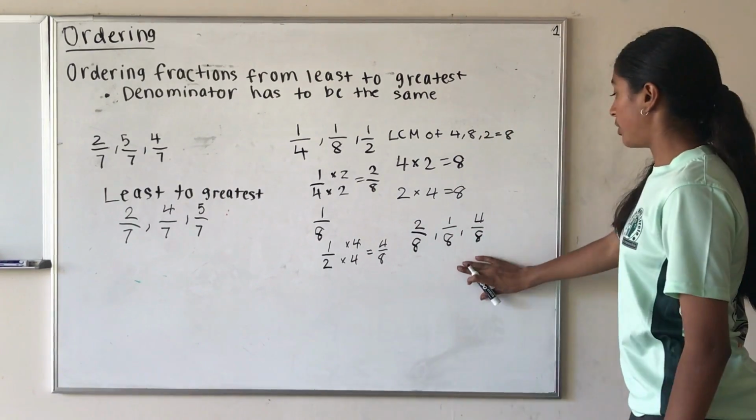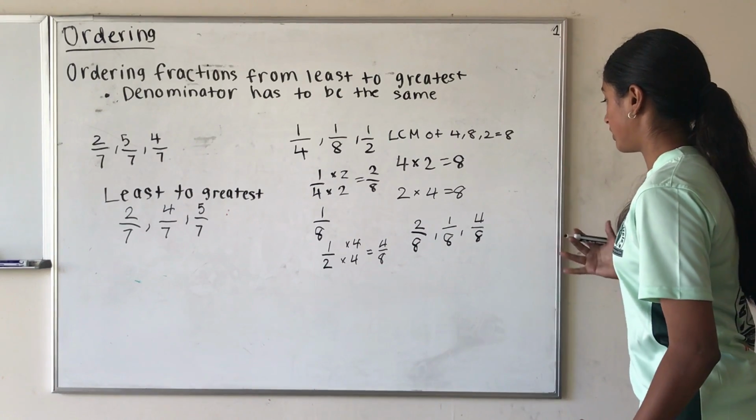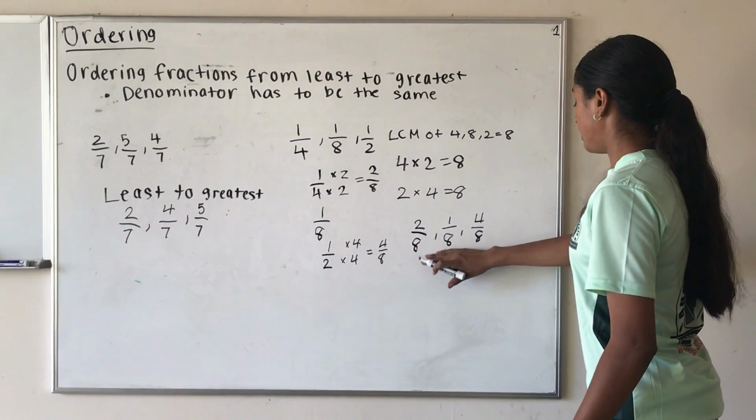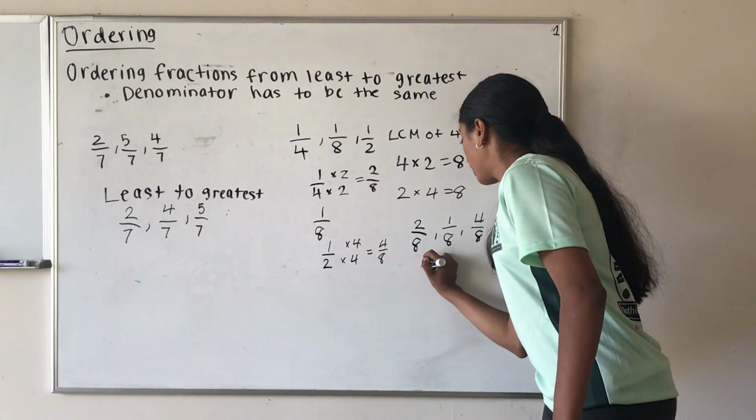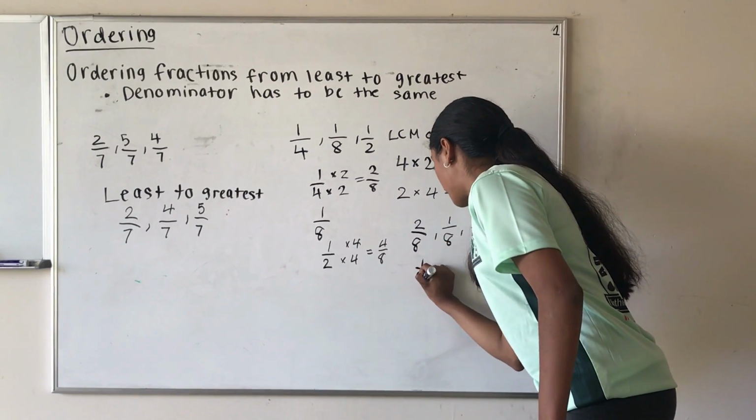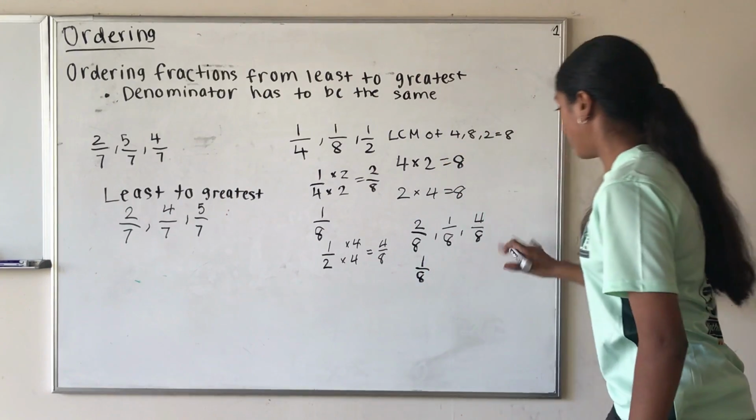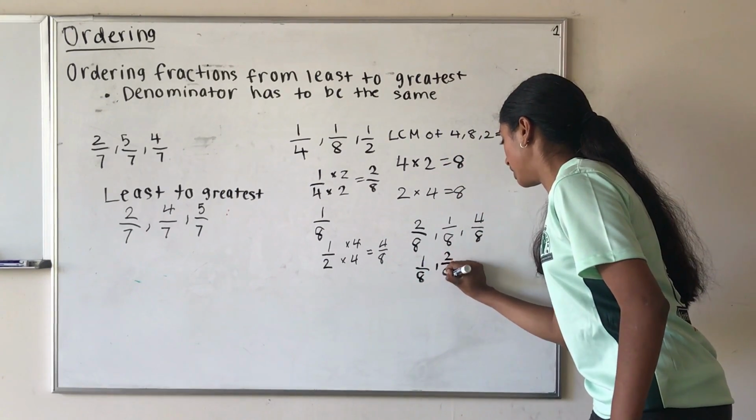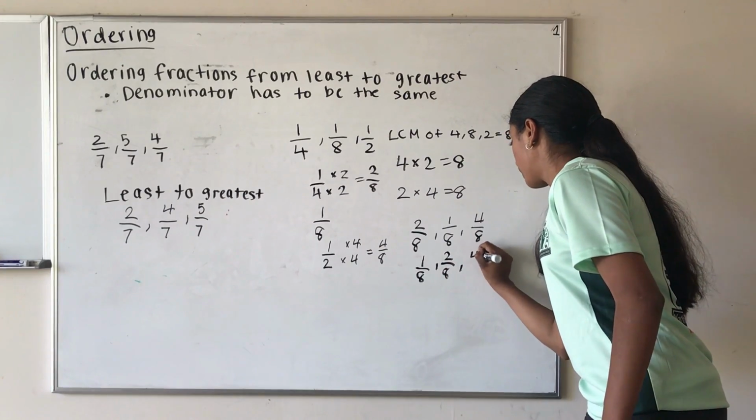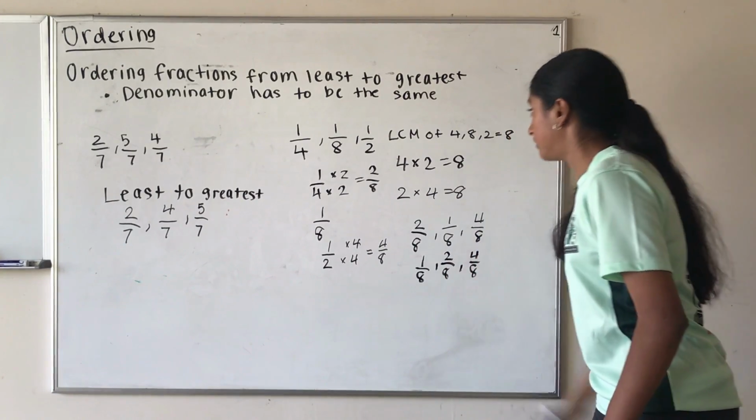So since the denominator is the same, we can compare these fractions. We can see that the smallest numerator here is 1/8. So 1/8 is the smallest fraction. And then the next smallest fraction would be 2/8, and the biggest fraction is 4/8.